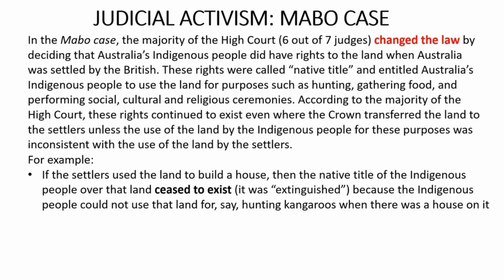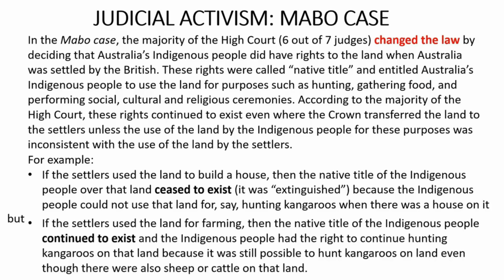However, if the settlers instead used the land for farming, it would not be inconsistent with the use of that land for a farm for the Indigenous people to continue to have the right to use that land for hunting kangaroos. This is because the same land can be used both for grazing sheep or cattle and for hunting kangaroos. In such a case, the Indigenous people would continue to have the right to use the land for hunting kangaroos.